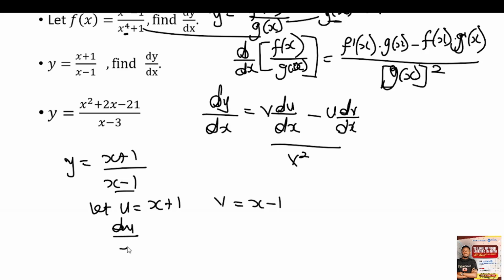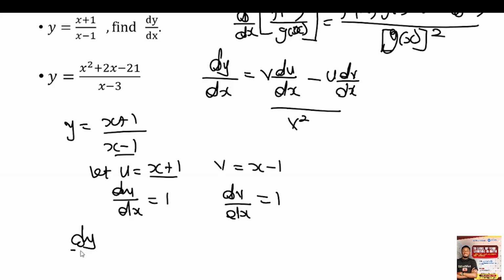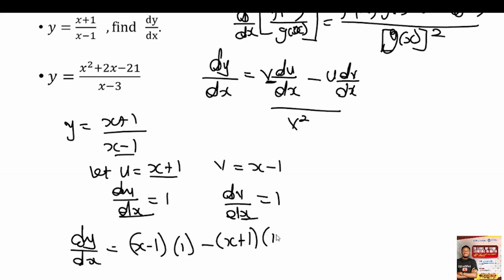So du on dx, we differentiate this, we get 1. Then dv on dx, we get 1. So in this case, our dy on dx, as usual, our v is, sorry, our v is x minus 1. Then our du on dx is 1 minus our u is x plus 1. Then our dv on dx is 1, all on v squared, which is x minus 1 all squared.